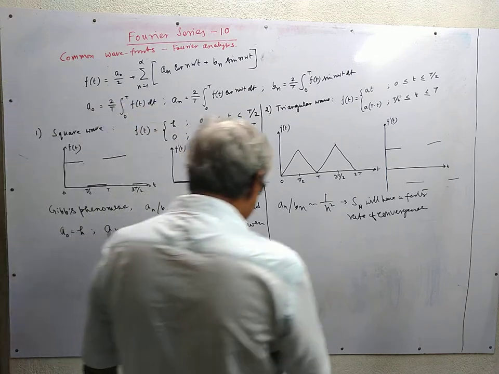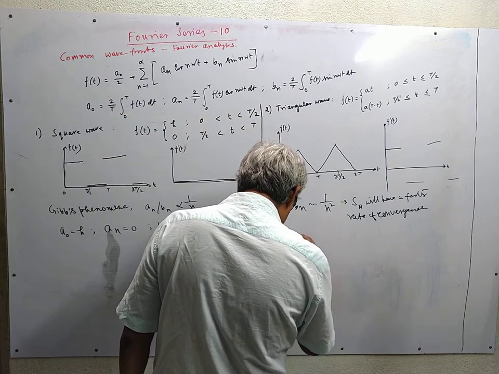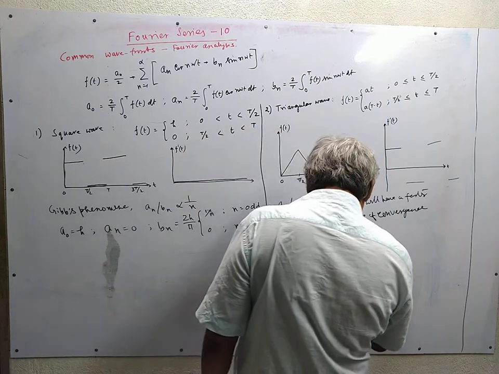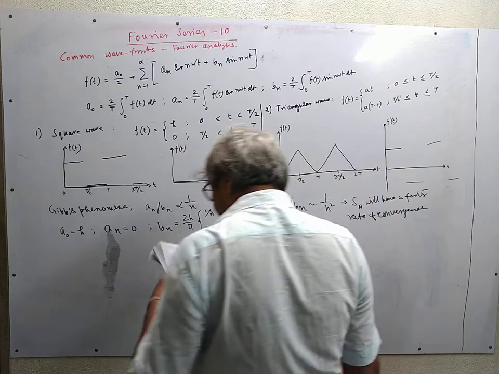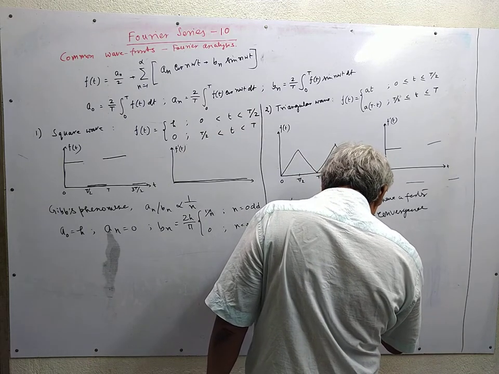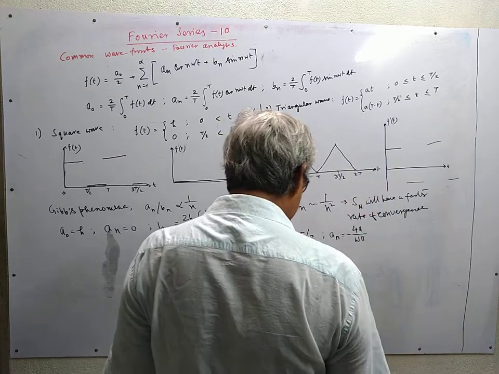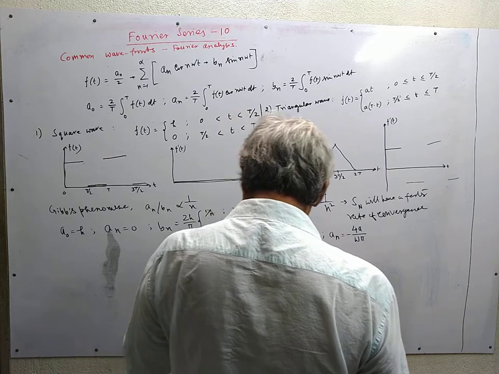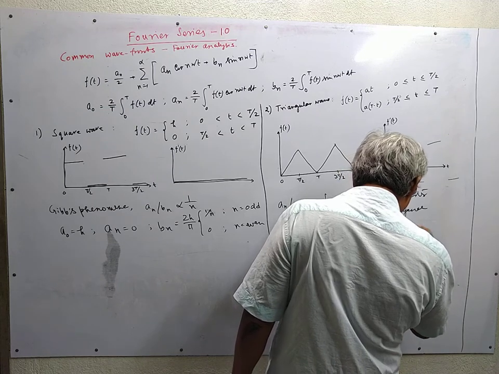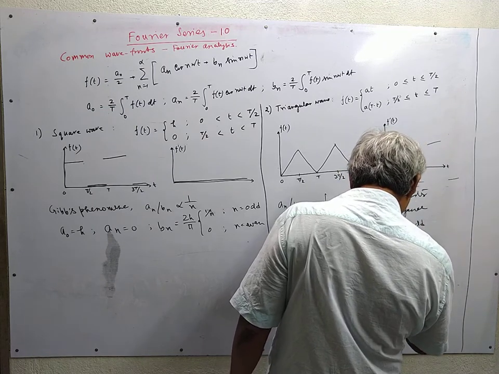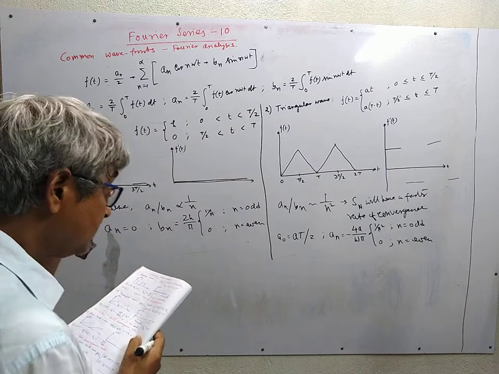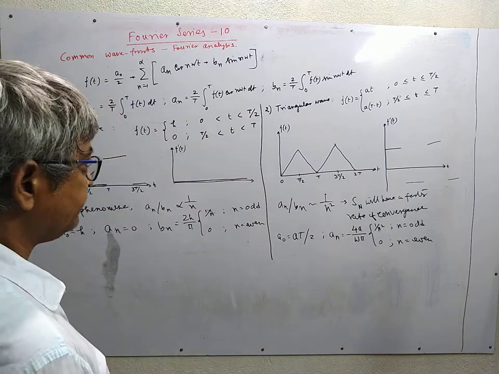Actual calculation gives a0 is equal to a t by 2, an is equal to minus 4a by omega pi, and it can be written in terms of t beta. So this is the sum.